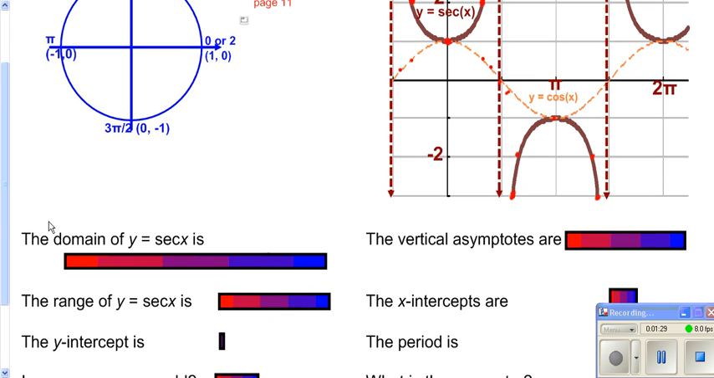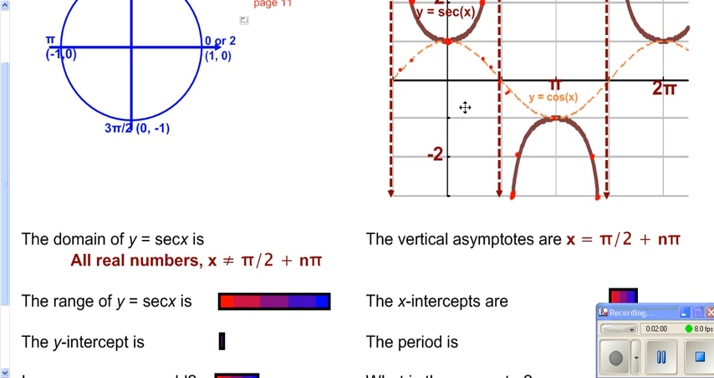So let's go ahead and see what our domain is. Well, our domain should be everything except what these vertical asymptotes are. Looks like it's at negative pi over 2, plus a pi to get to positive pi over 2, plus another pi to get to 3 pi over 2. So your vertical asymptotes are at pi over 2 plus any multiple of pi. So therefore, your domain has to be everything except that.